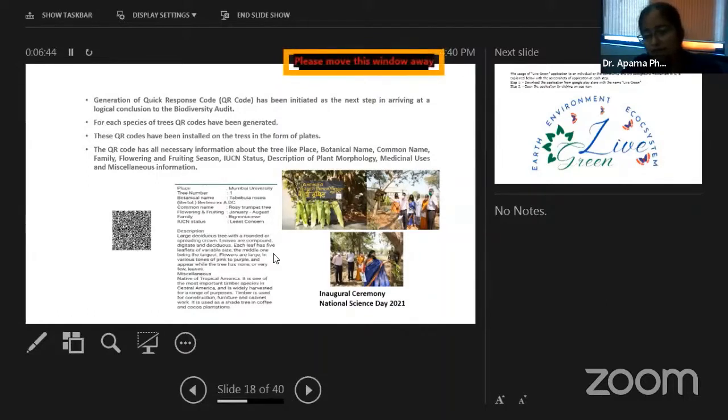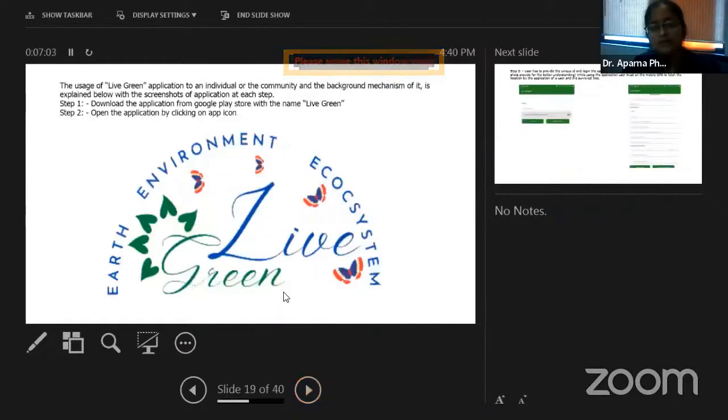In fact, one of our faculty who is residing in the campus, her school-going kid worked on this project and submitted this project, and he has emerged with a lot of interest in this particular biodiversity now. So this is the result. We also emerged with a permanent biodiversity exhibition.